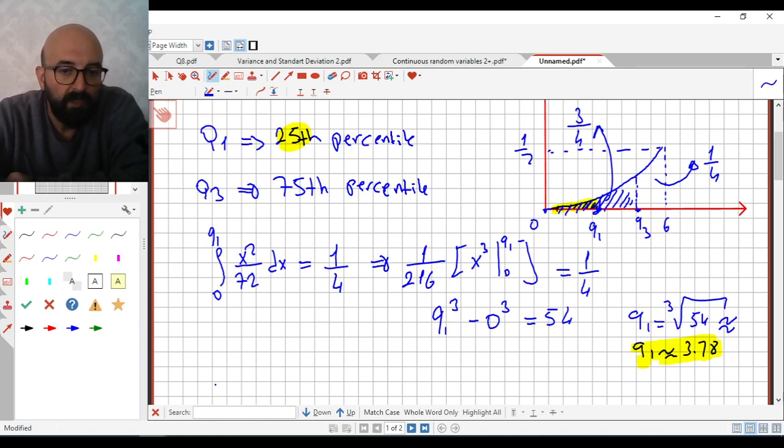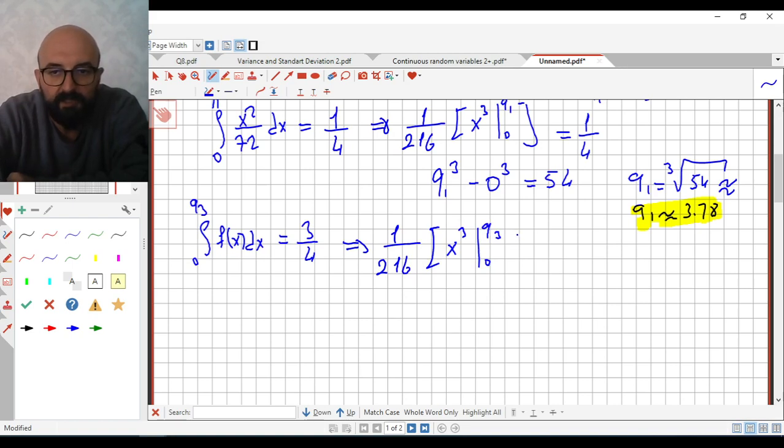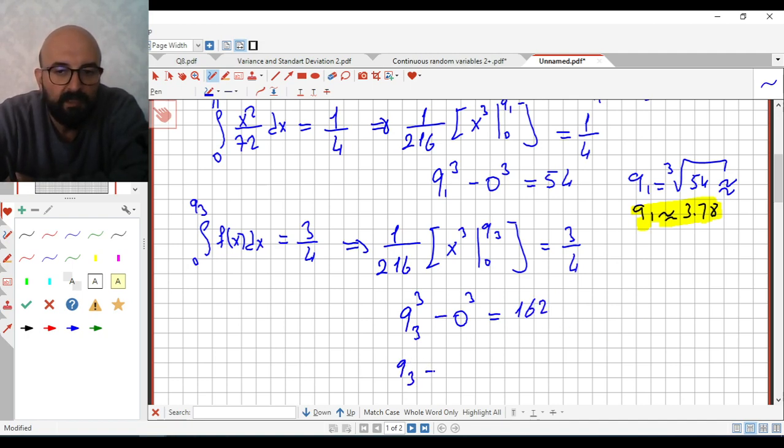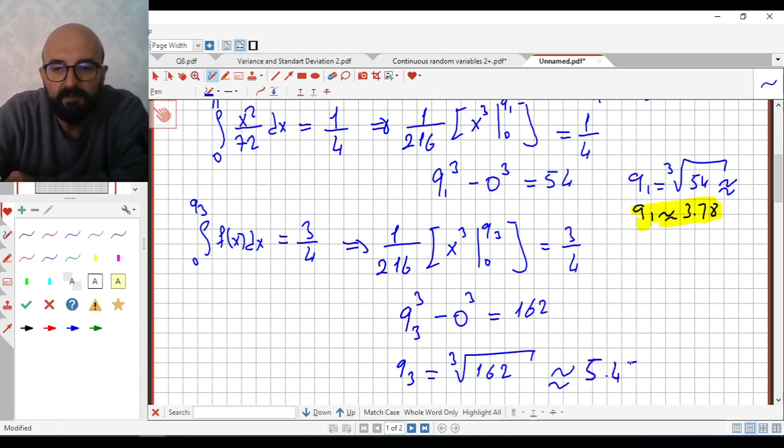But I want to use the integral from 0 to Q3 of f(x) dx, which should be 3 over 4. So 1 over 216 x cubed from 0 to Q3 should be 3 over 4, and Q3 cubed minus 0 cubed should be 162, and Q3 is the cube root of 162, approximately 5.45.